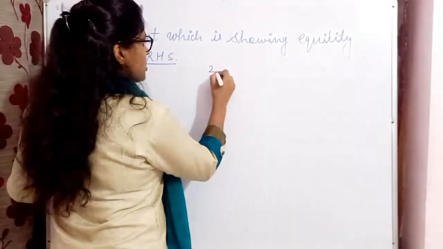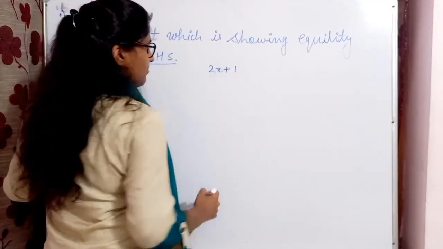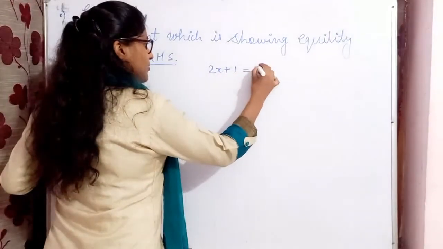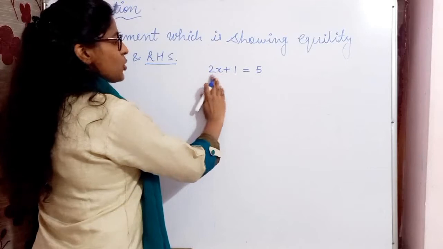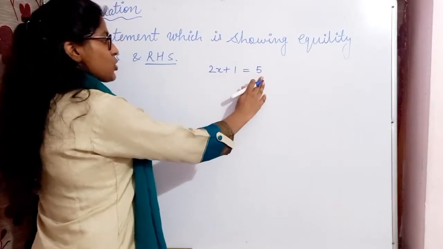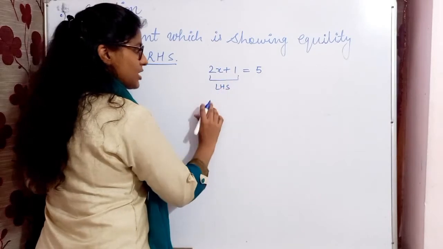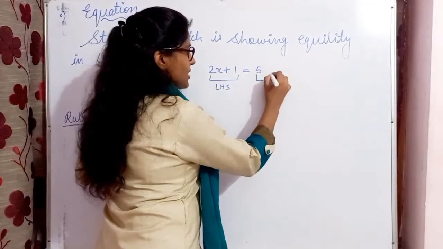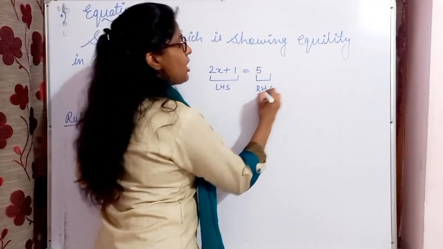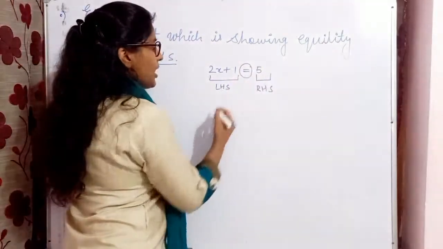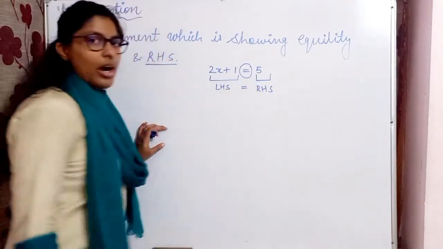Just suppose the equation is 2x plus 1 equals 5. So now here you can see this side is the LHS, left hand side of the equation, and this side is the right hand side of the equation, RHS. This equal sign shows LHS is equal to RHS.